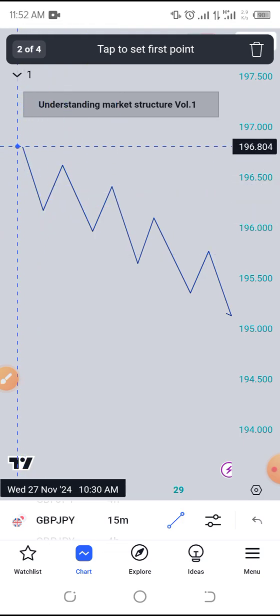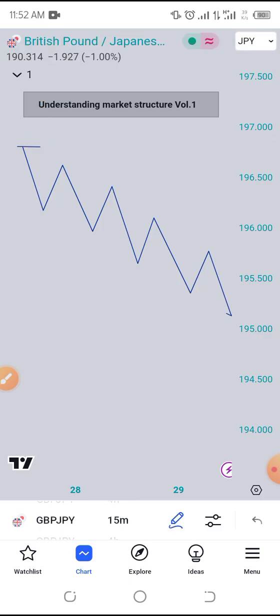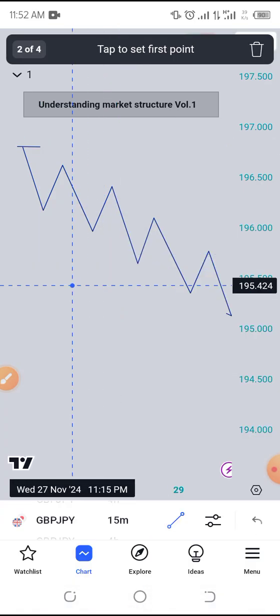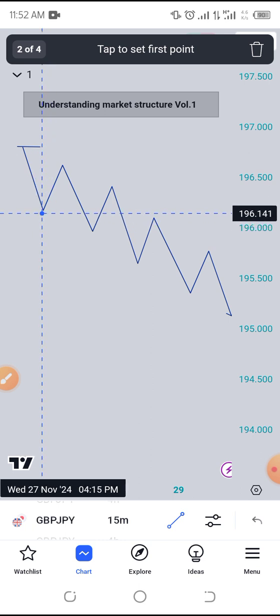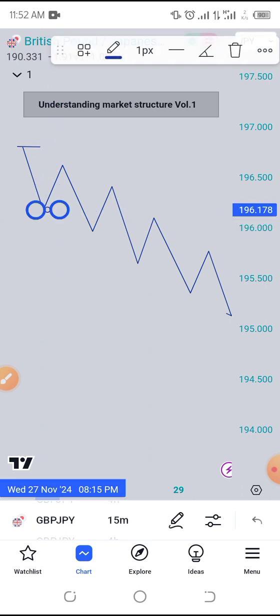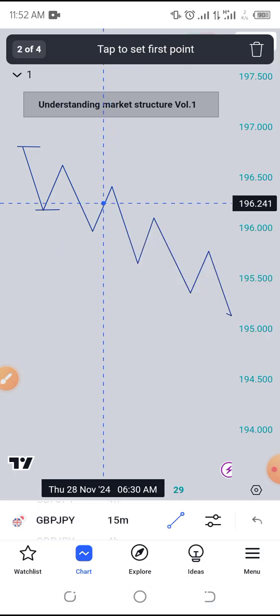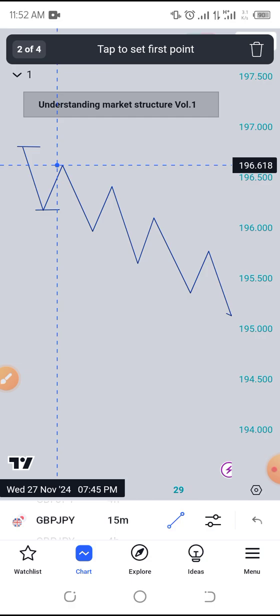Now this point in the market is our high. Don't worry guys, I'm going to show you practically in the chart too, so that you can understand. I'm just showing you using this graphical representation, so that when we dive into our chart, it will be easy for you to see and understand.